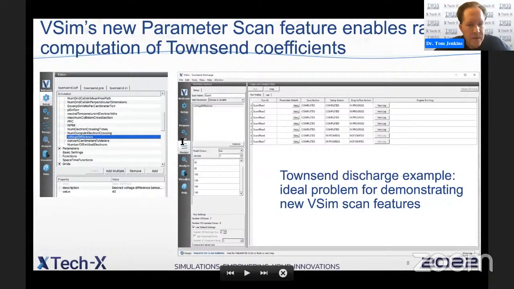What's new is under our design tab, which comes in on the left under the run tab, we can then take this voltage difference parameter, select it as a parameter over which we're going to scan, and list the values that we want it to take in that scan. Here I've listed 7 values, and so I'm going to essentially do 7 runs on this plot.